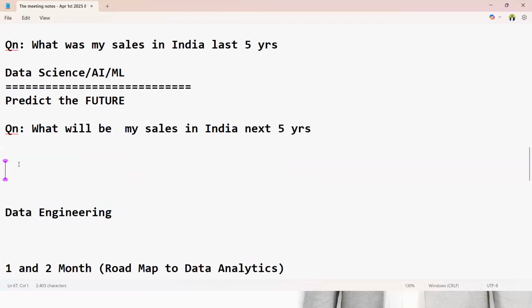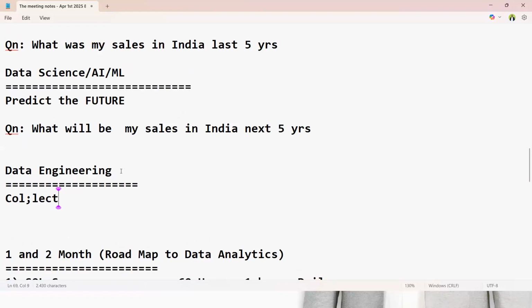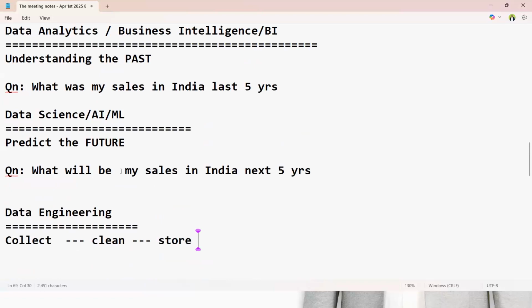What is data engineering? Data engineering is going to be taking the company's data, collecting the company's data. And if you collect the data, it is not sufficient, right? You need to clean the data also, cleaning and storing the data. So this data is going to be used by these people. Clear? So what was my sales in India in the last 5 years? I wanted to know. This will be data analytics. Clear? Data science means what will be my sales in India in the next 5 years. This will be your AI or ML. Both of them need data, but this guy will give you predictions. This guy will give you the past performance of the company. Clear? But AI and BI people will be getting the data from the data engineering team.